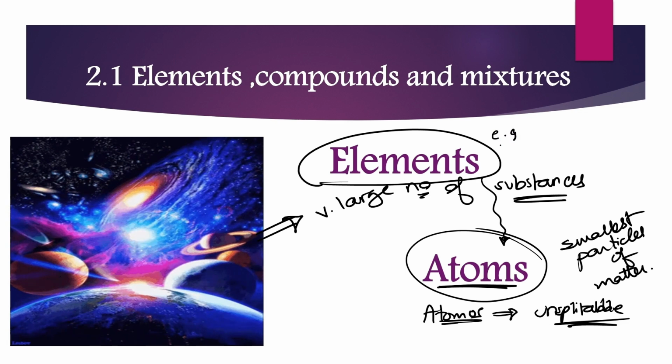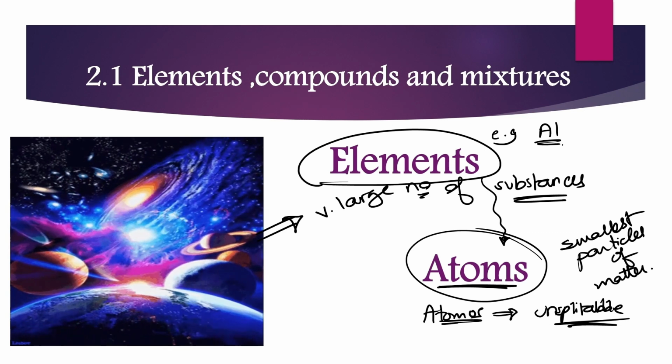Example of an element, aluminum. Aluminum element is made up of only aluminum atoms. So each element is composed of one type of atom. Like aluminum element is made up of only aluminum atoms. Copper as an element is made up of only copper atoms.